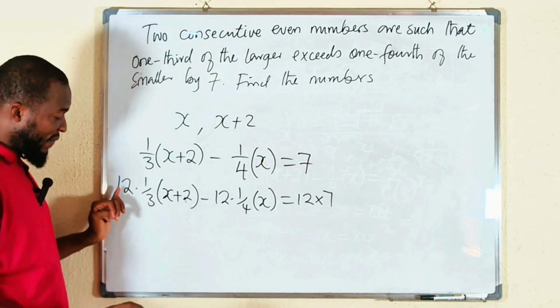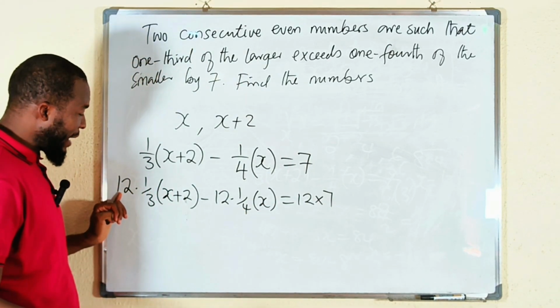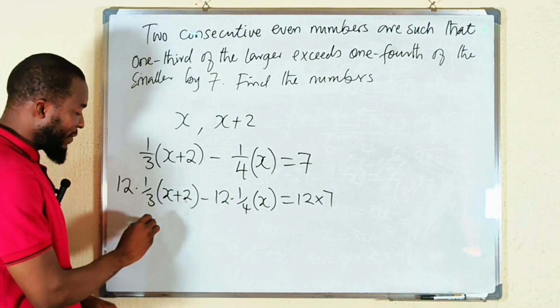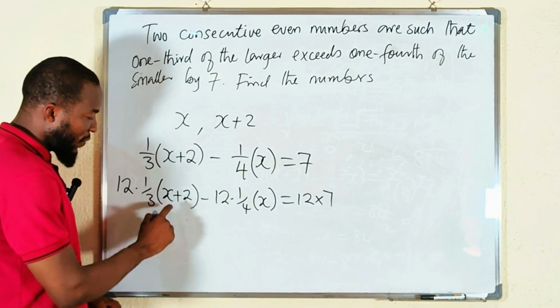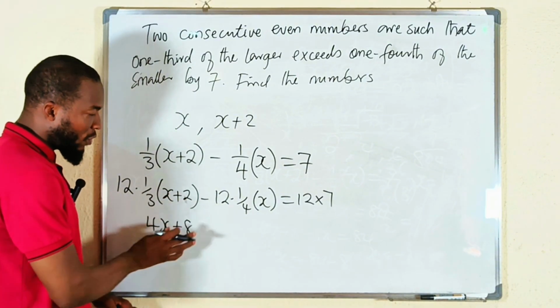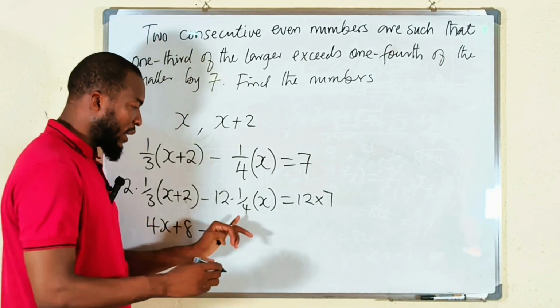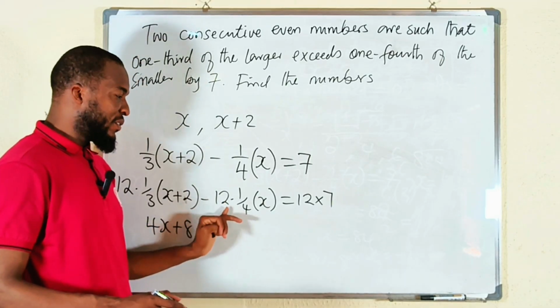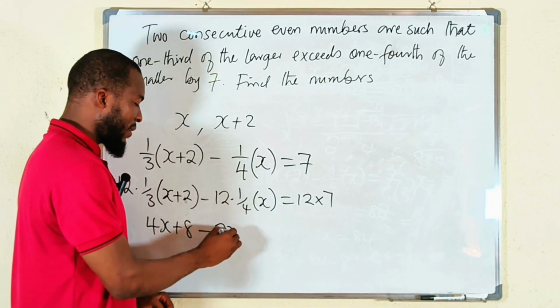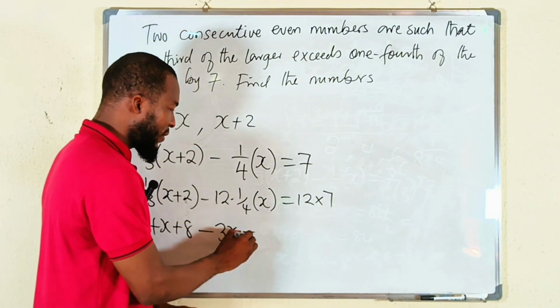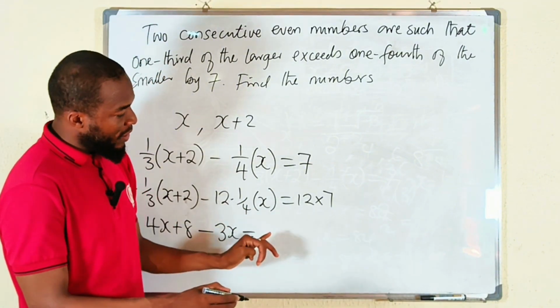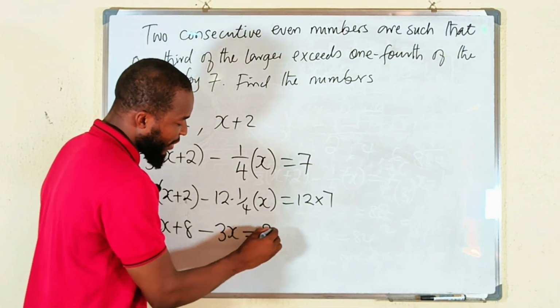Can you see that 3 can divide 12 how many times? 4 times. Then you use that 4 to expand. 4 times x is 4x. 4 times 2 is 8. We are done with this one. Minus 4 into 12 is 3. 3 times x is 3x. Can you see that? Equals, this is going to be 84, right? This is 84.